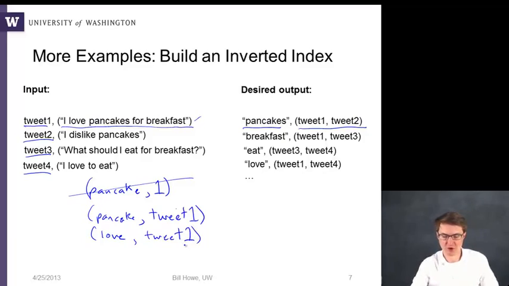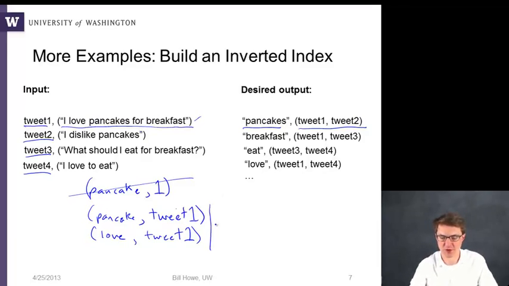Further, an optimization here: if you see the word pancake twice in the same tweet, do you need to emit the key-value pair twice? Probably not to build this index, because all you're trying to record is that the tweet contains the word pancake, not how many times it appears.